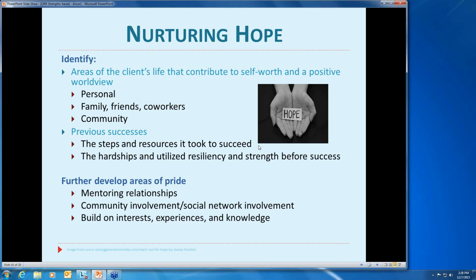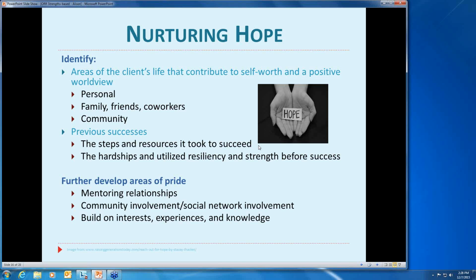So as far as previous successes go, it helps to reinforce what is possible in the future by reflecting on what they've already succeeded in the past and what steps it took to get there. It can be a story that they tell, but that also can reflect potential for the future.